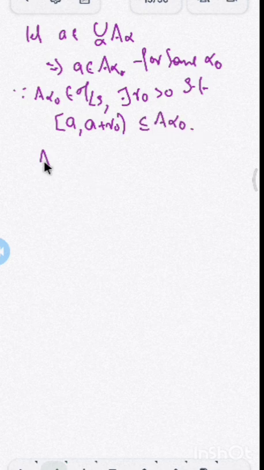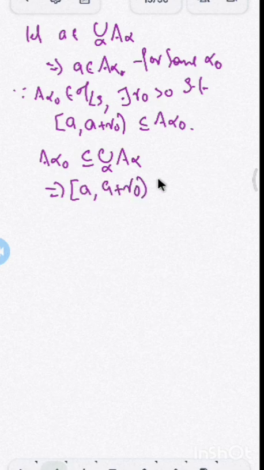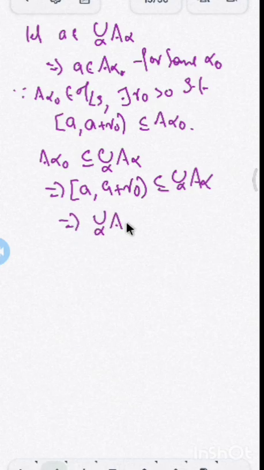And where is this A_alpha naught? A_alpha naught is contained in the union of A_alpha because it is a member of this union, which implies the interval [a, a + r naught) is contained in the union of A_alpha. Therefore, when you take an element in this union, we get this kind of interval contained in that union itself. So the union of A_alpha belongs to tau_LS.